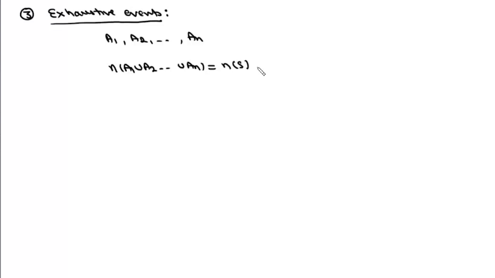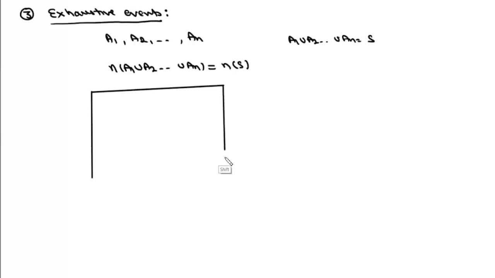NS. So all these events, A1, A2 and AN, cover the entire sample space. So when we conduct a trial, then at least one of them must occur. Now basically we can represent them in the Venn diagram.